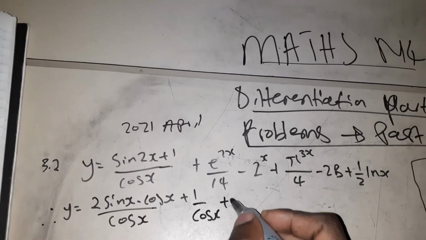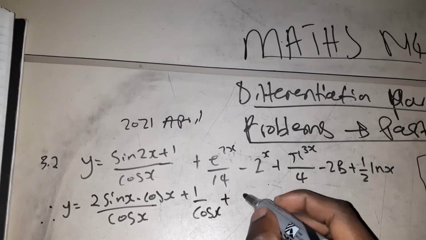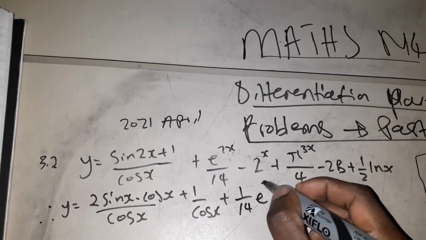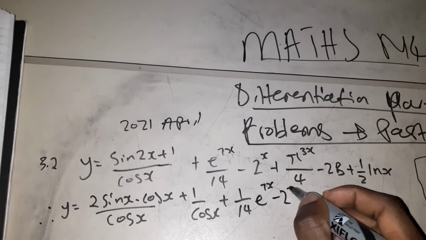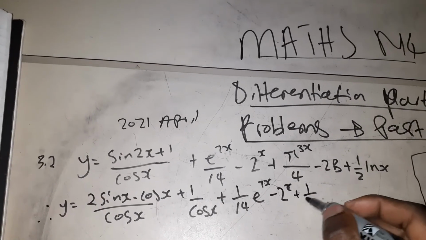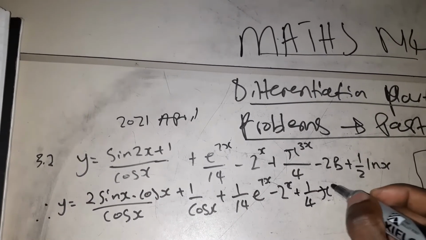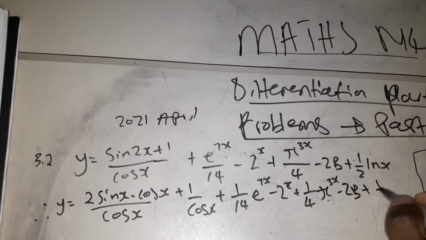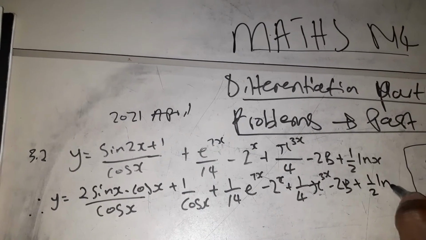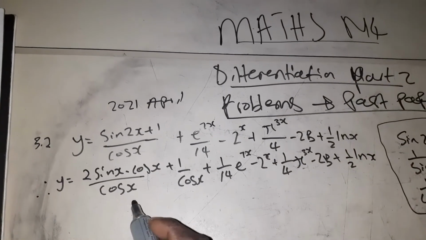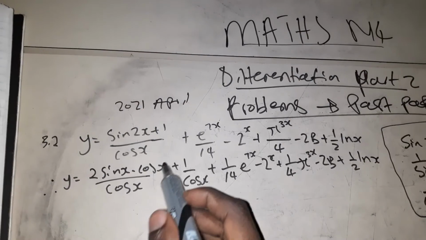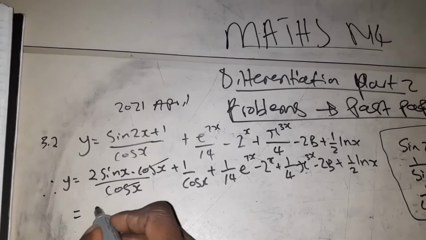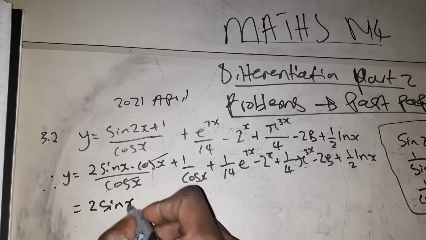Then plus. Remember that if we have something like this, we just write 1 over 14, then this one comes to the side, e to the power of 7x minus 2 to the power of x, then plus 1 over 4 pi to the power of 3x minus 2b plus 1 over 2, then ln of x. Yeah, then we still have fractions that we have to remove. Cos x and cos x cancel out. Then we'll be left with 2 sine of x, then plus.